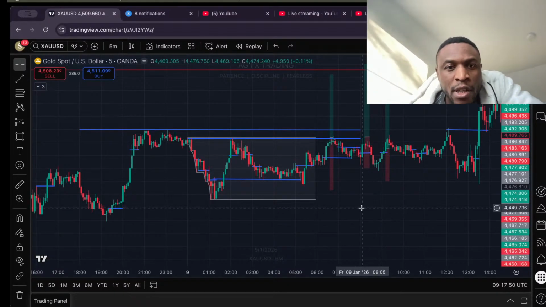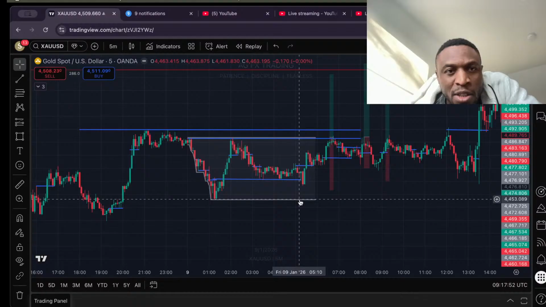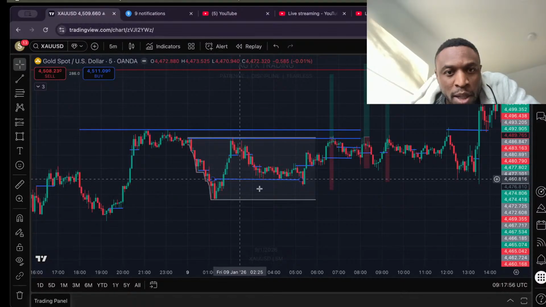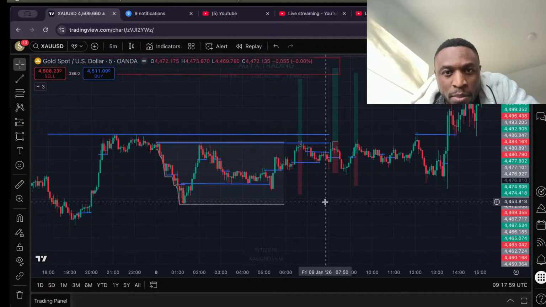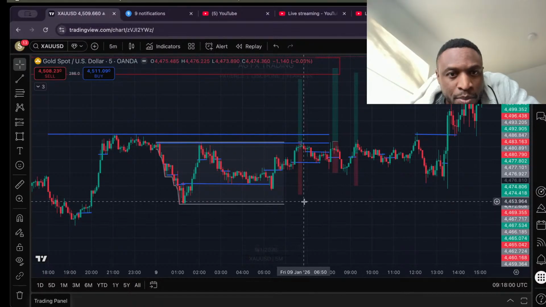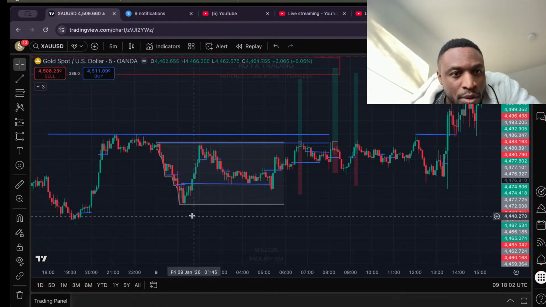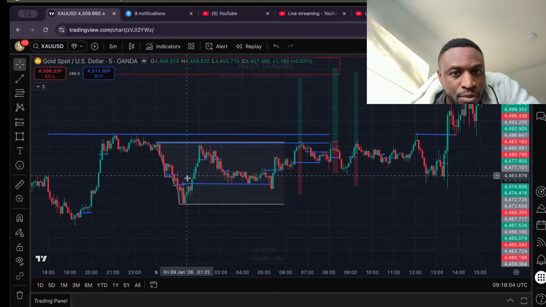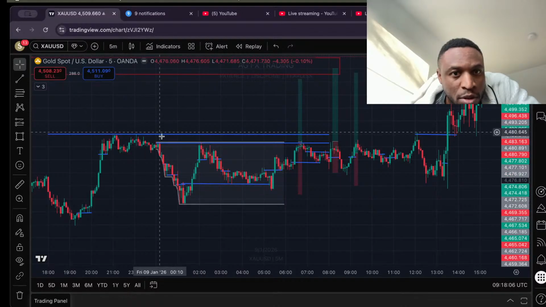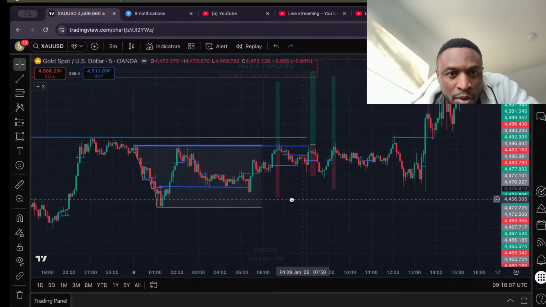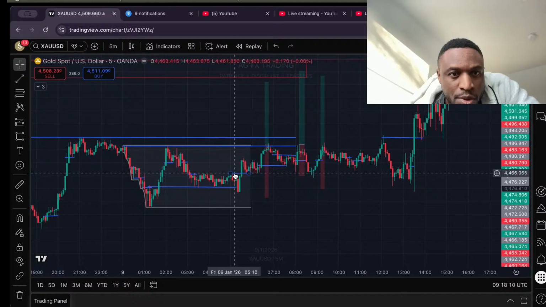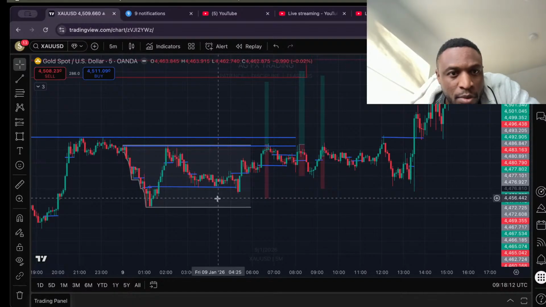Okay, look at this. I actually used the indicator to map out my Asian zone. This indicator shows my Asian zone on the 5-minute time frame, and then let me quickly explain something to you on the 1-minute time frame. Okay, let me use this time frame.